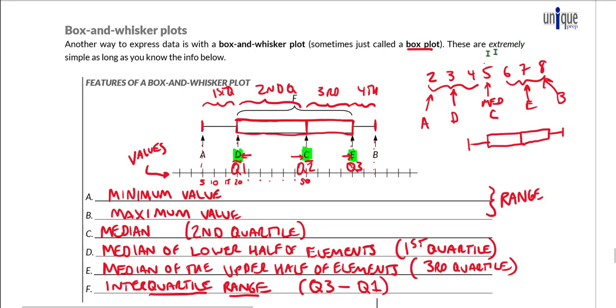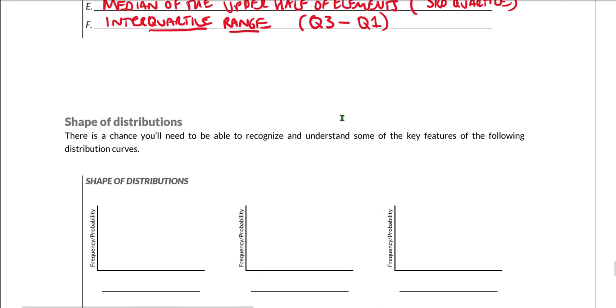That is really all you need to know for box and whisker plots. If you know this information, these questions should not be difficult at all. In fact, they are probably some of the easiest questions on the test.